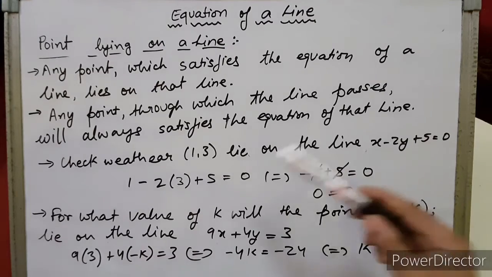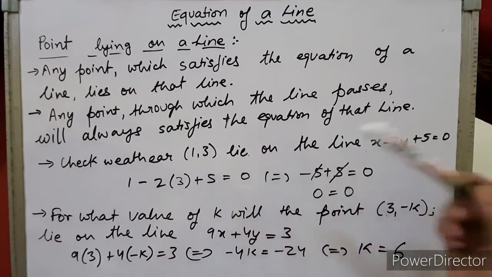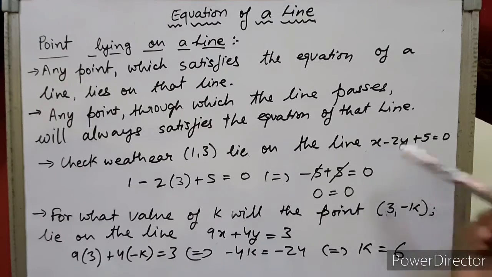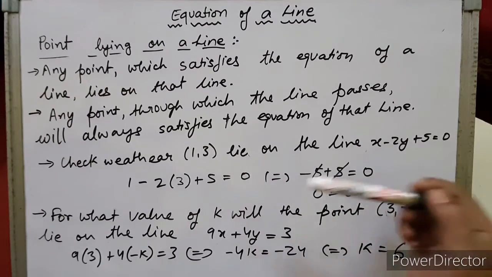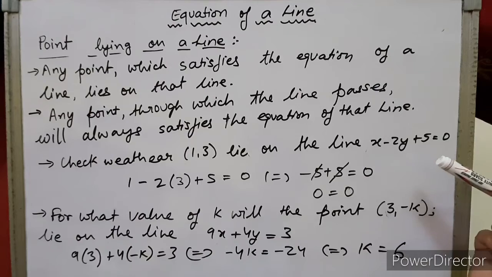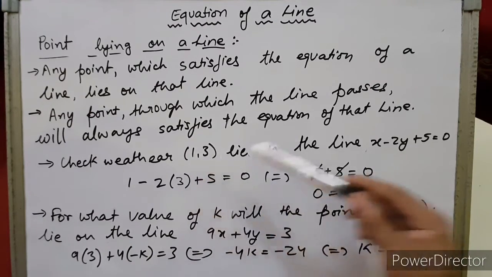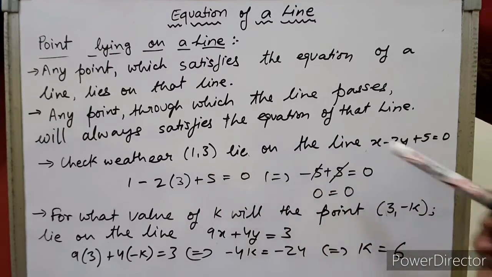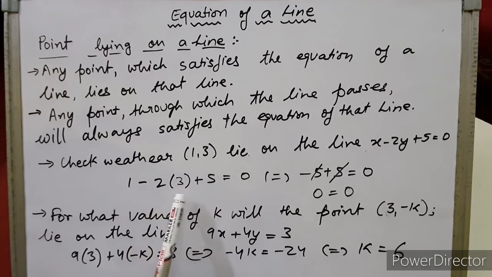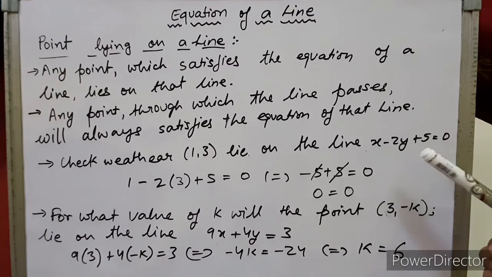If the coordinates of this point satisfy the given equation of the line, then this point is lying on the line, or otherwise it is not. So let's satisfy the coordinates. Abscissa is x and ordinate is y. We put the value of x as 1 and the value of y as 3 in the given equation. We get 1 minus 2 into 3 plus 5, so it becomes 1 minus 6 plus 5, which is 0. That means (1, 3) satisfies the equation of the line. Hence (1, 3) lies on the line x minus 2y plus 5 equals 0, right?